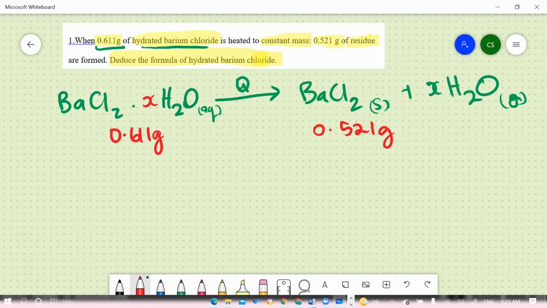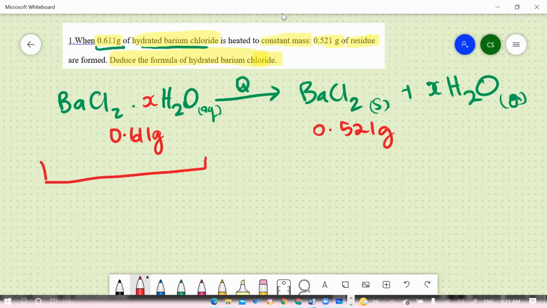Alright, we're going to have to find out how many moles are in the hydrated salt BaCl2 dot XH2O. So we're going to find out how many moles are in 0.611 grams of the hydrated salt BaCl2 dot XH2O, and we're going to have to find out how many moles are in the 0.521 grams of the anhydrous salt BaCl2. How would we do that?